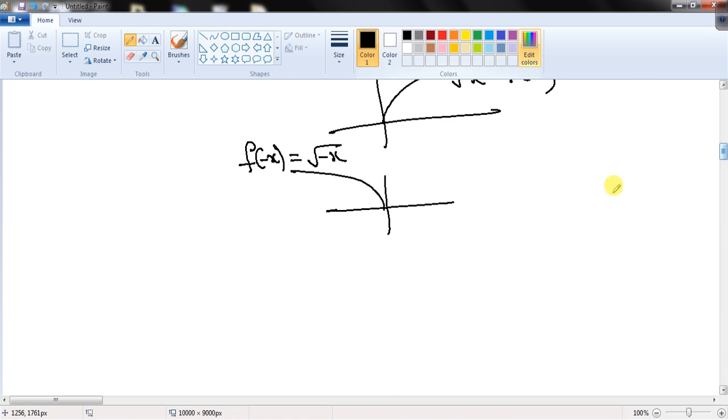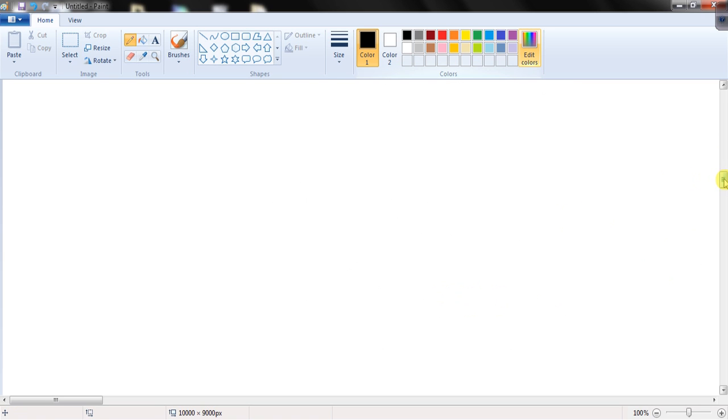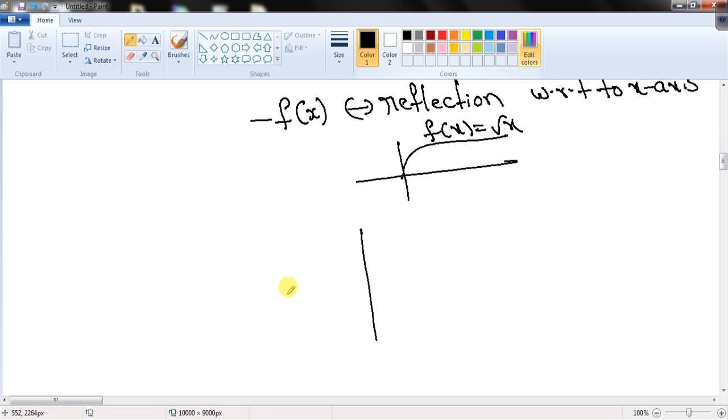Next reflection we have is minus f of x. The meaning of minus f of x is reflection of the graph with respect to x-axis. So if you have the graph of root x, f of x is equal to root x. So minus f of x is minus root x, which is the reflection of the graph with respect to the x-axis. This is the graph of minus f of x, that is equivalent to minus root x.